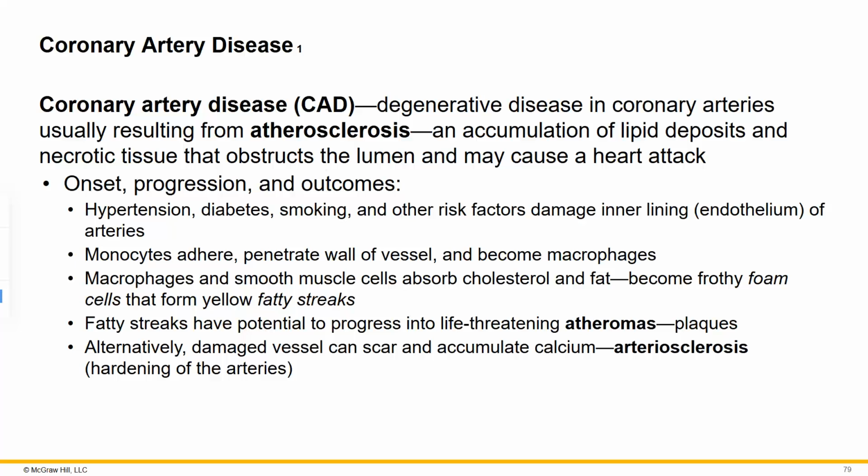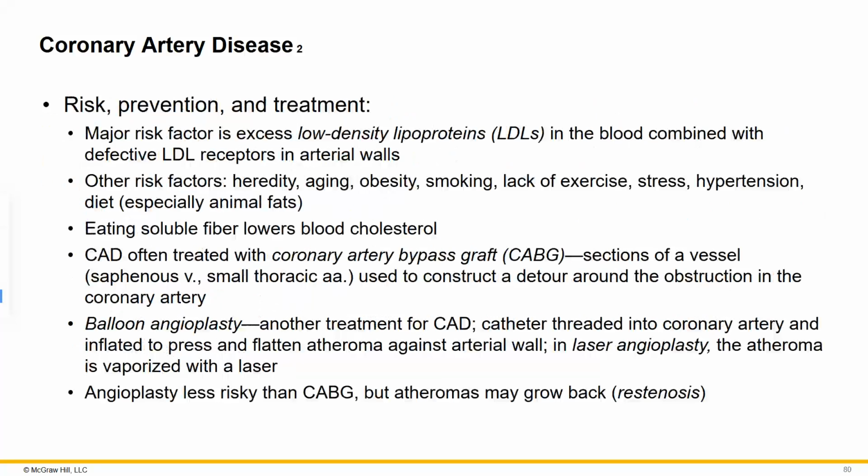Monocytes adhere, penetrate the wall of the vessel, and become macrophages. Macrophages and smooth muscle cells absorb cholesterol and fat, become frothy, foamy cells that form yellow fatty streaks. The fatty streaks have the potential to progress into life-threatening atheromas, or plaques. Alternatively, damaged vessels can scar and accumulate calcium. Arteriosclerosis, or hardening of the arteries.